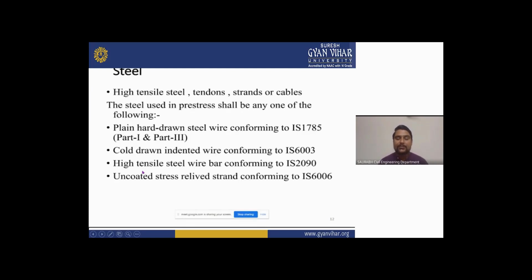Now we will see what kind of steel we use for pre-stressed concrete. High tensile steel, tendons, straight or cables. The steel used in pre-stressed concrete shall be any one of the following. First, plain hard drawn steel wire conforming to IS 1785 Part 1 and Part 3. Cold drawn indented wire conforming to IS 6003. High tensile steel wire bar conforming to IS 2090. Uncoated stress relieved strand conforming to IS 6006.